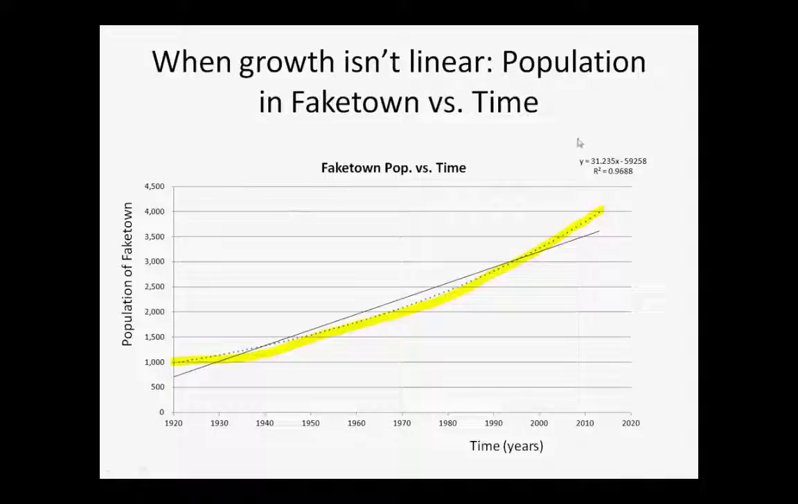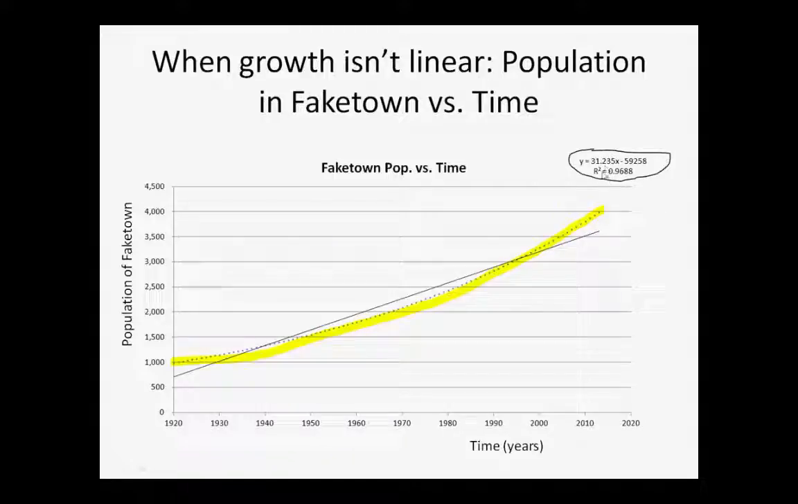And it'll actually give you an equation also. So here's the equation of this line. It says that y is equal to 31.235x minus 59,258. The negative number here is not really very meaningful, but actually the slope is the important thing here. This says that each year Faketown is gaining approximately 31.235 people.